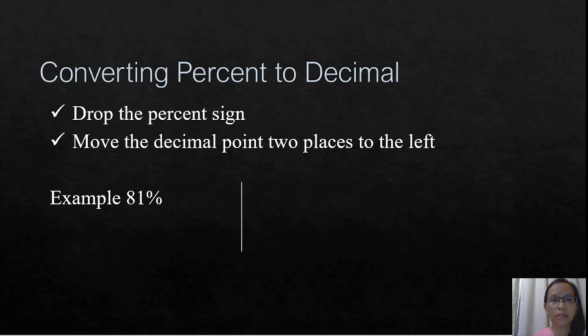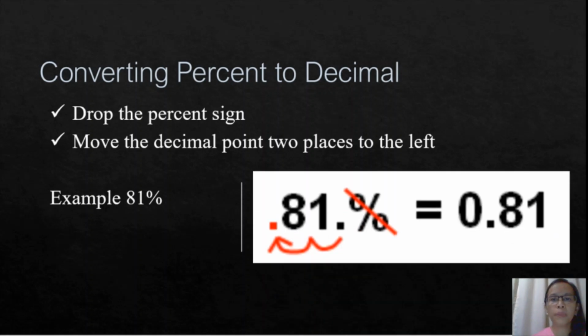Converting percent to decimal. Drop the percent sign and move the decimal point 2 places to the left. So this is the opposite of converting a decimal to percent. Example, 81%. We drop the percent sign and then we move the decimal point 2 places to the left. So 81% is equal to 0.81 in decimal.